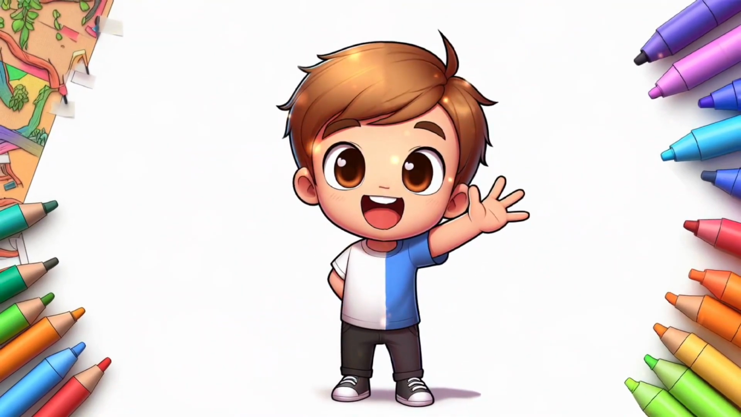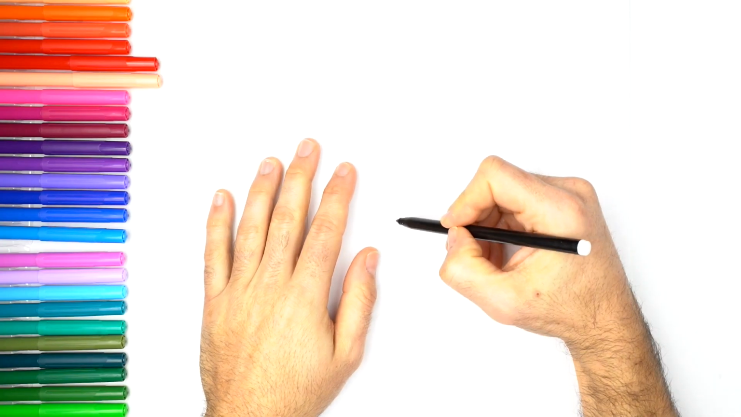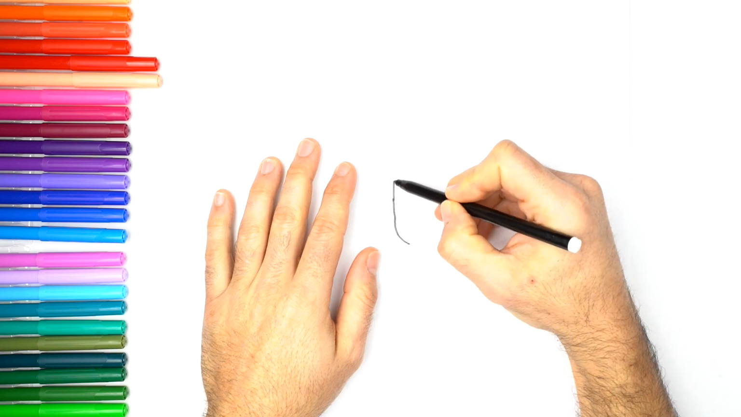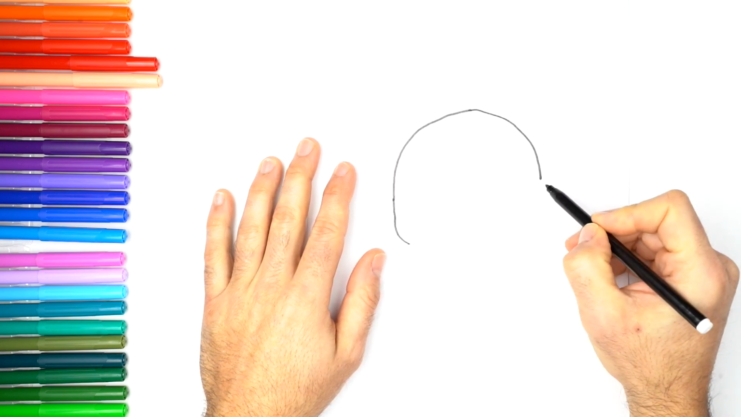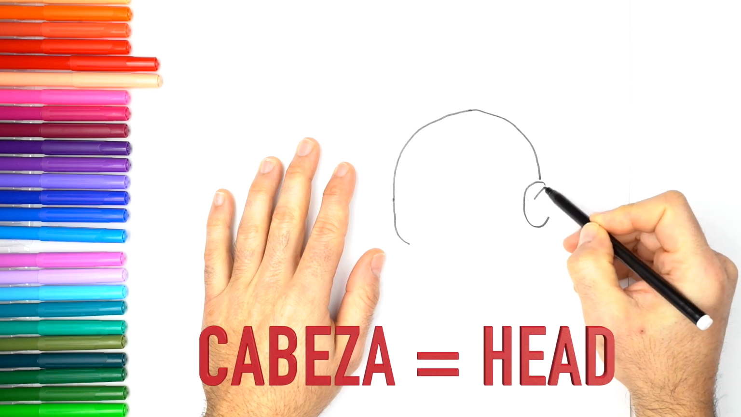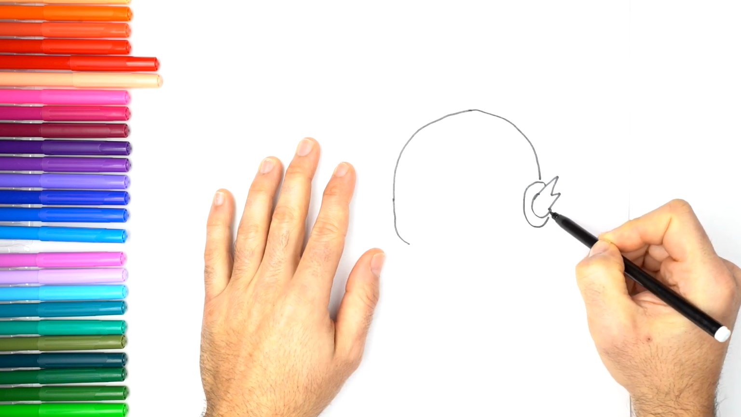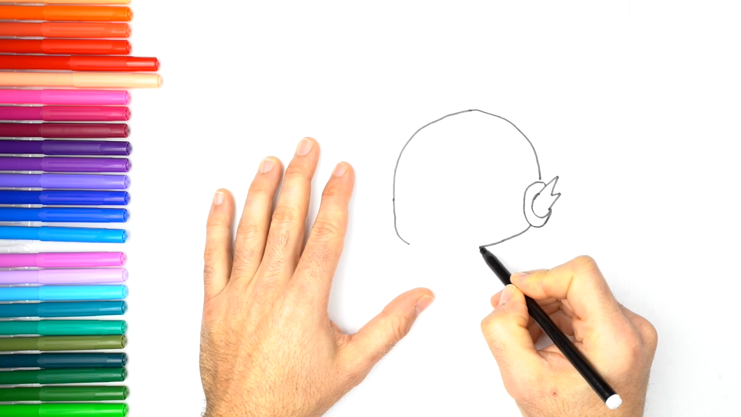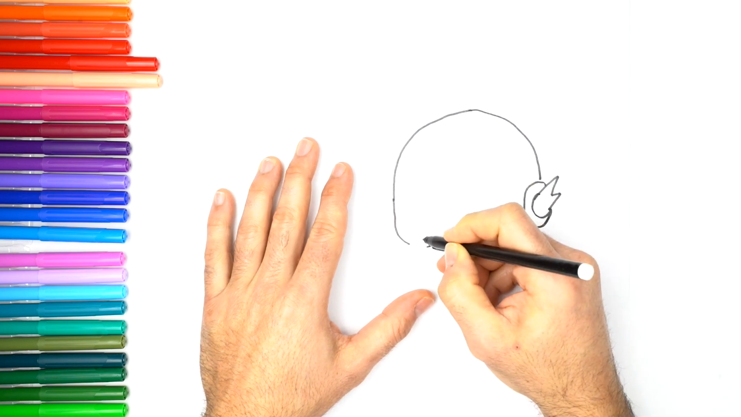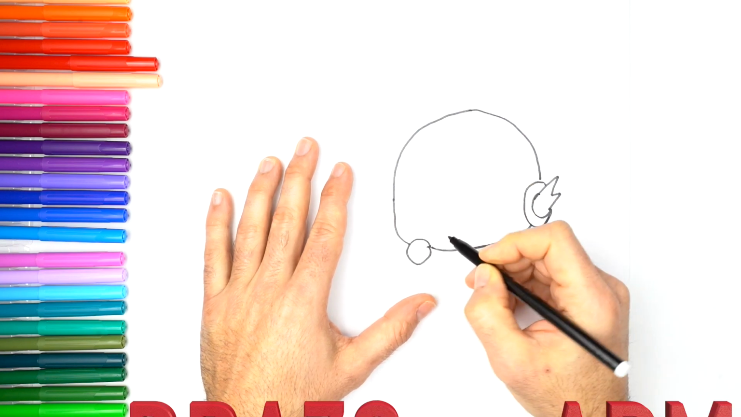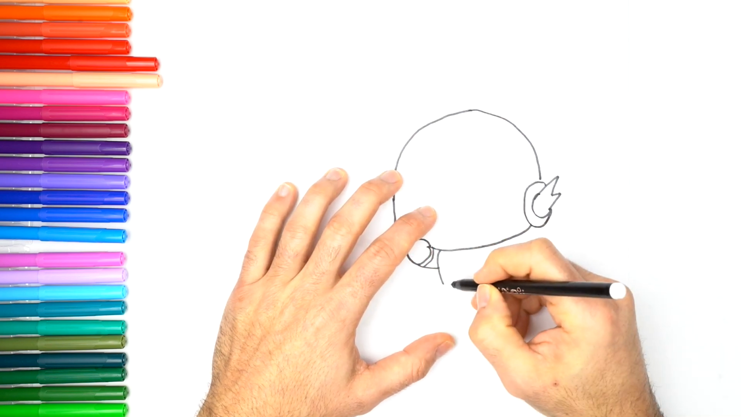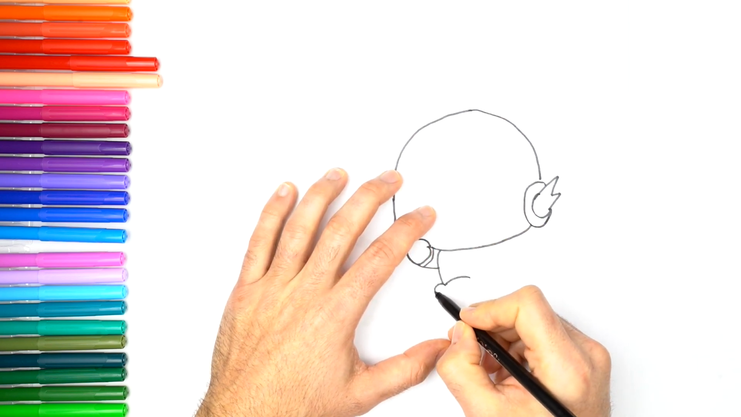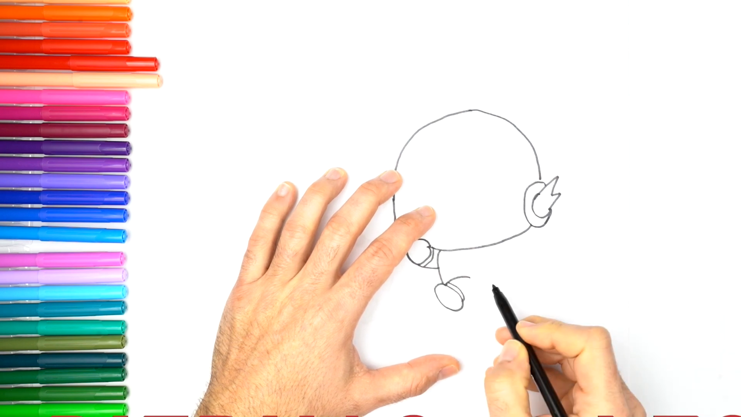Draw learning. Today we are going to draw Flash while we learn Spanish. We draw the head, that is said, CABEZA. We draw the arm, that is said, BRAZO. Let's go with the legs, which in Spanish is PIERNAS.